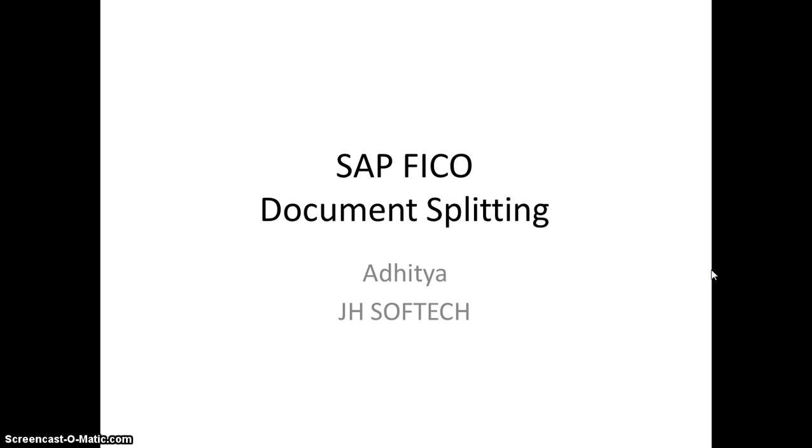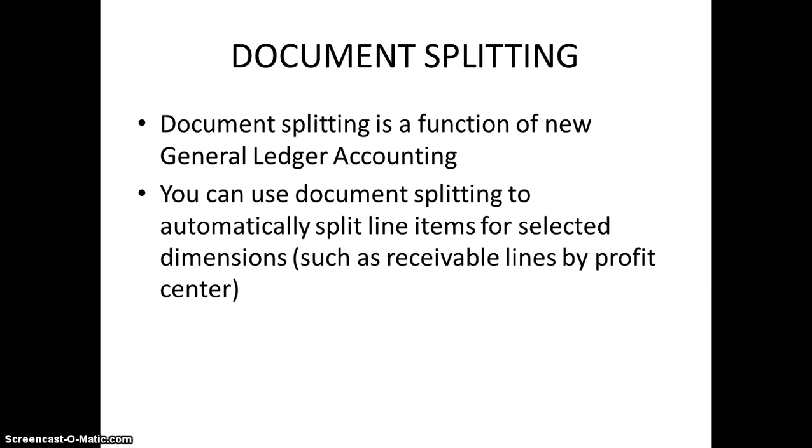So we need to understand clearly what exactly document splitting is. Document splitting is a function of new general ledger accounting. You can use document splitting to automatically split line items for selected dimensions, such as receivable lines by profit center. So what we are doing is segregating the accounts based on a particular criterion, and we will be able to generate reports on that criterion. Here the criterion is profit center. I want only accounts receivable, or receivables. I want to categorize all the accounts based on receivables, then I can do that.